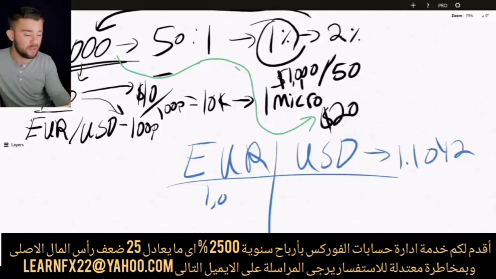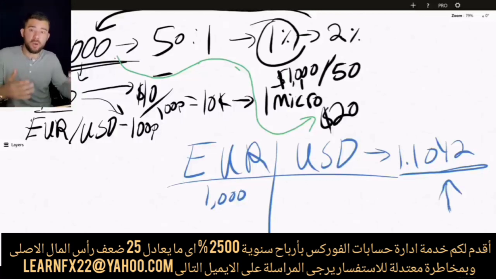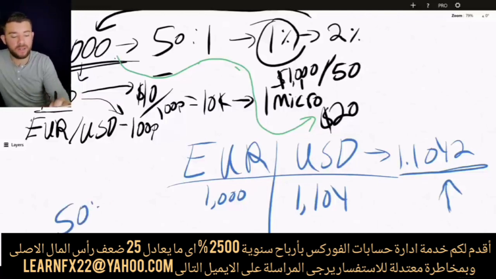I want 1,000 units of euro. And they said, okay, in order to give you 1,000 units of euro, the exchange rate right now is 1.1042. They say, okay, if you want 1,000 euros, we're going to need $1,104 from you.